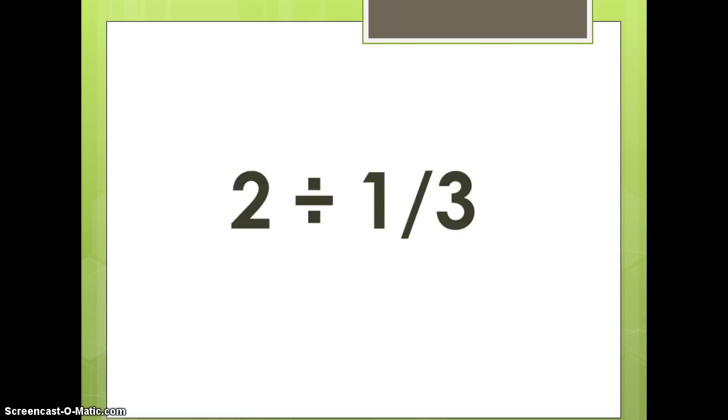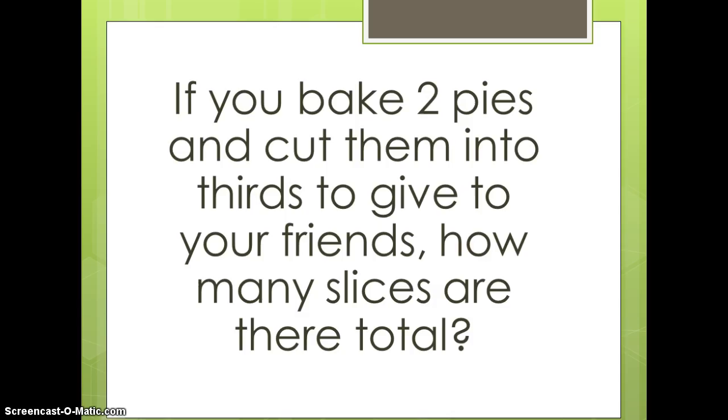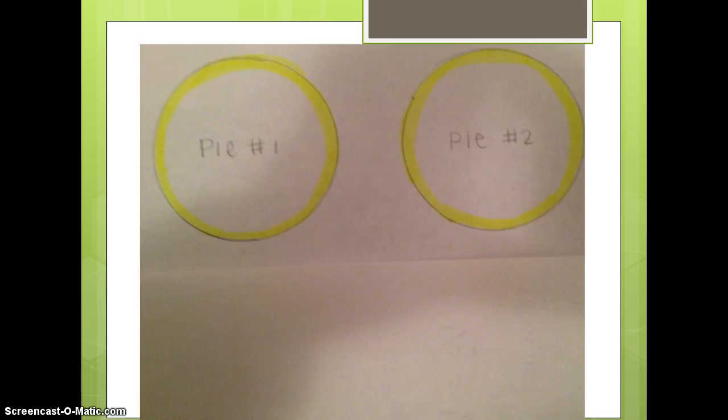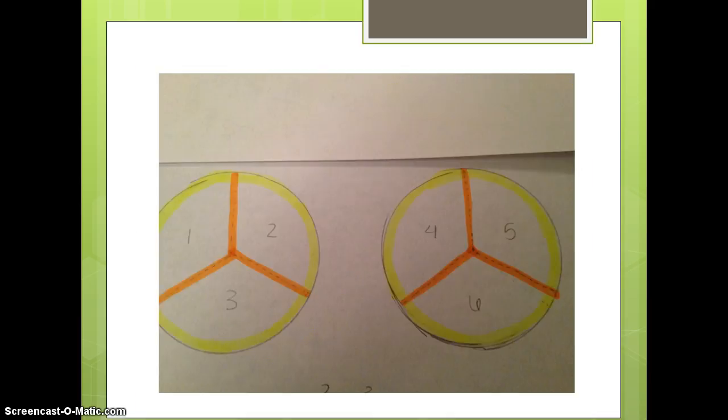Our next problem is 2 divided by 1/3. If you bake 2 pies and cut them into thirds to give them to your friends, how many slices are left total? Here are 2 circles to represent the 2 different pies. Each is then divided into thirds. And if you count these up, you see that we have 6 pieces total.